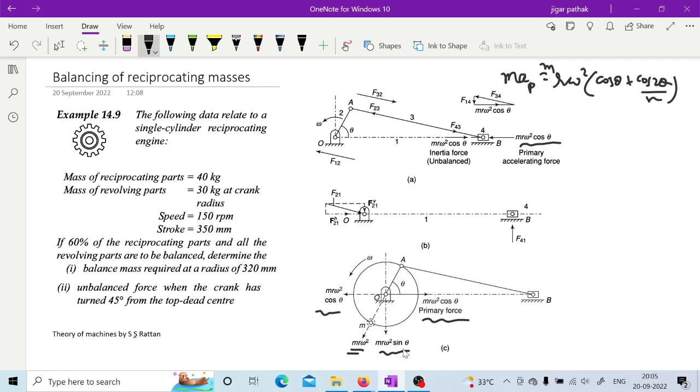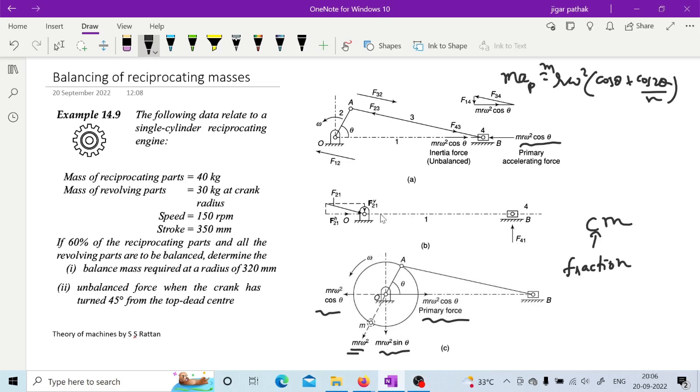So because of this, you will have vertical, up and down motion of this particular point. That is why reciprocating masses cannot be fully balanced. Only a portion of reciprocating masses, the C is a fraction, right? So only a fraction of reciprocating masses are being balanced, and not the full reciprocating masses.